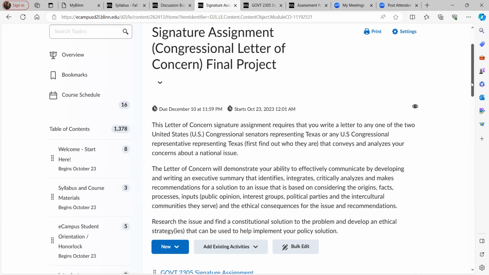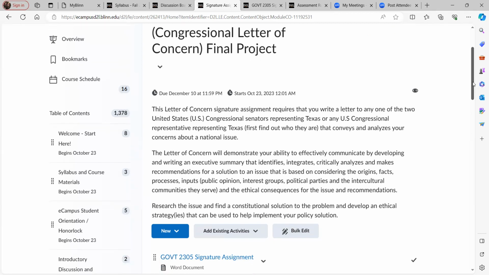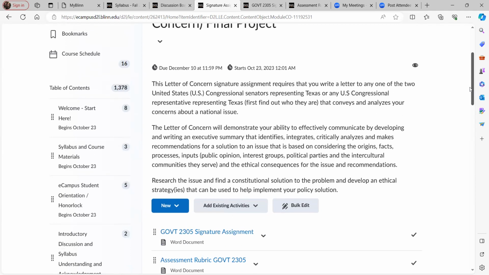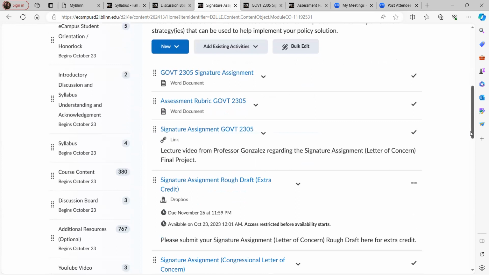So again, if you wanted to pick a topic related to that, then of course it would make more sense to write to the House member that has that area of representation along the border. So that's one example. In fact, that's the example that we're going to use. We're going to talk about border security. That's the example that we're going to use when going through the letter, right? So the letter of concern will demonstrate your ability. So again, this is the first thing you have to do. If you notice down here, there's a rough draft that I have here, right?